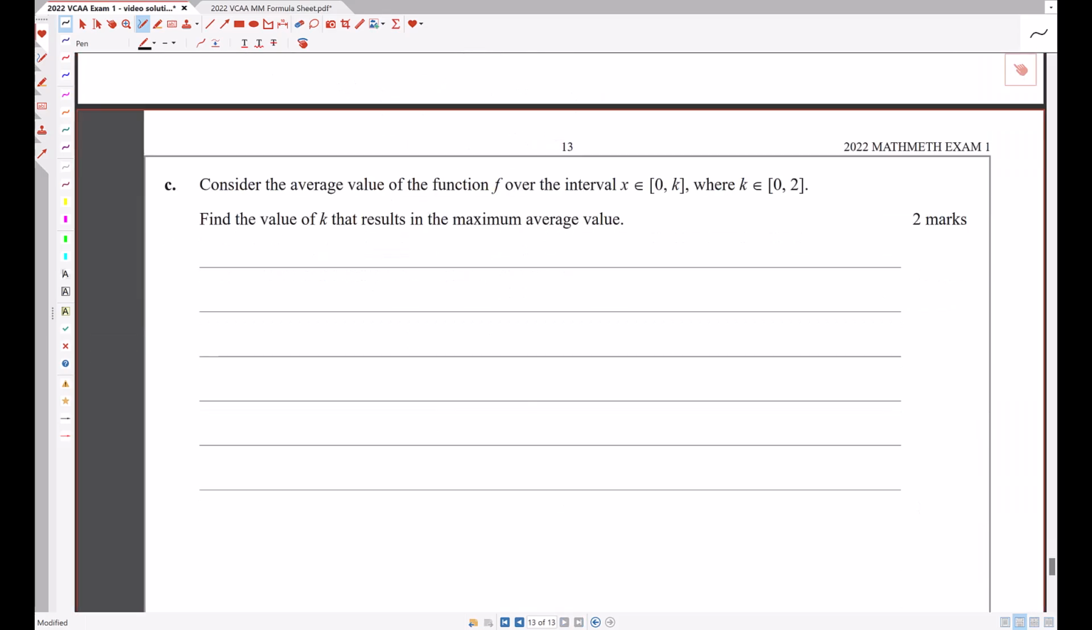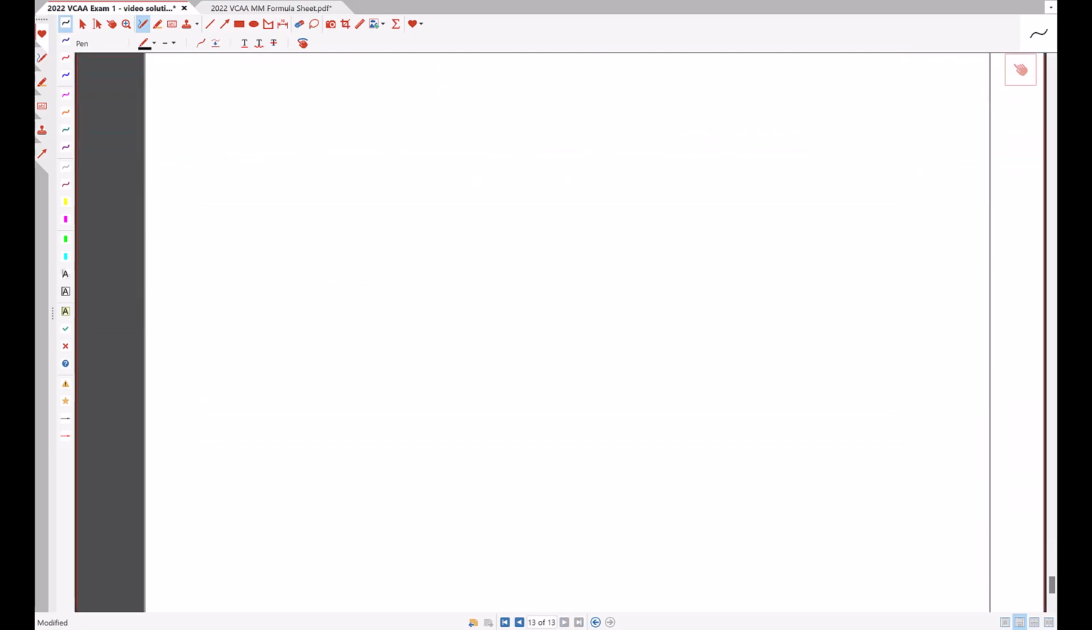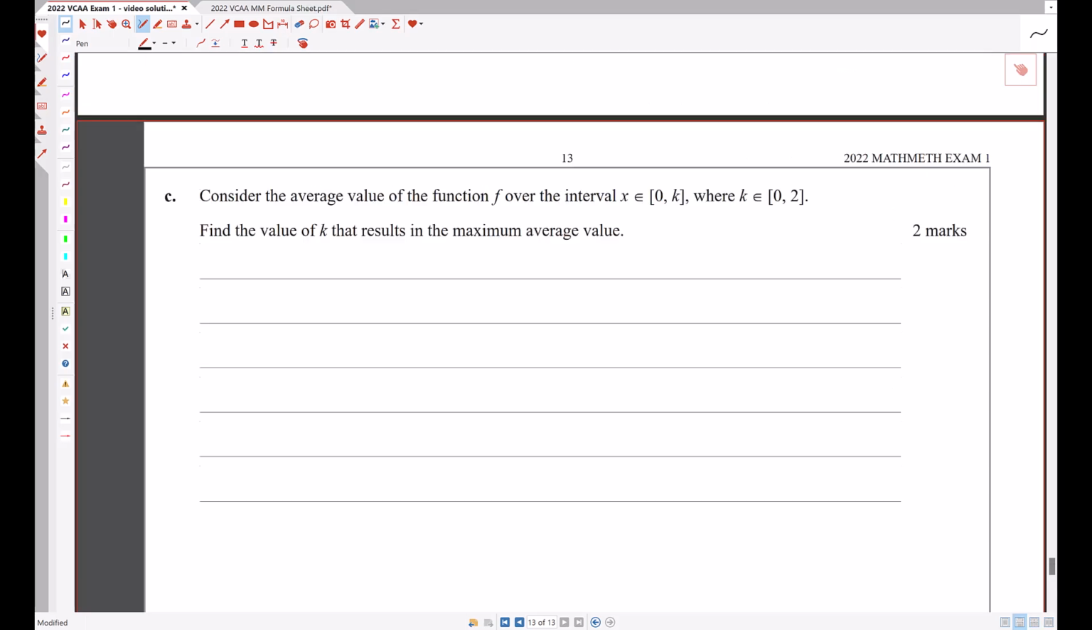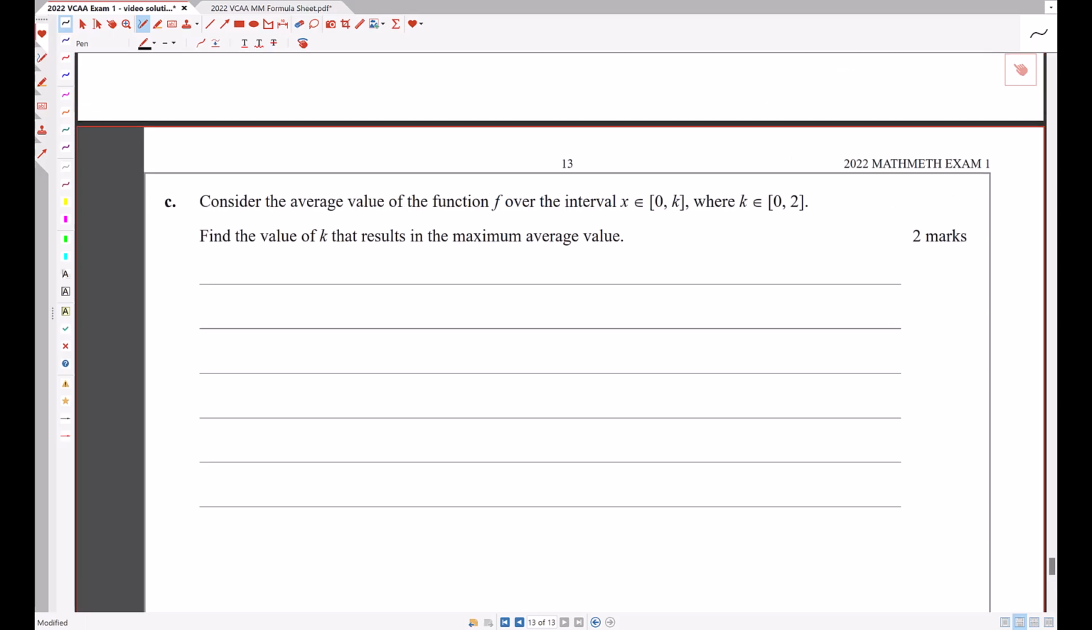Okay, and then part C, which is the last question of the paper, I think. Consider the average value of the function f over the interval 0 to k, where k is between 0 and 2. Find the value of k that results in the maximum average value. Okay, so first we need an expression for the average value. So it's the average value over this interval, so that's 1 on k minus 0, integral from 0 to k of f of x dx. Okay, so that's 1 on k.